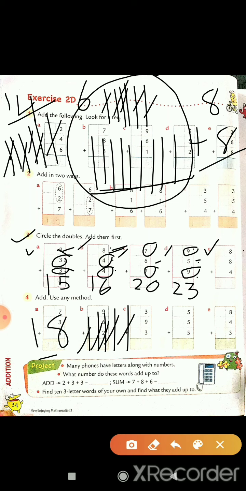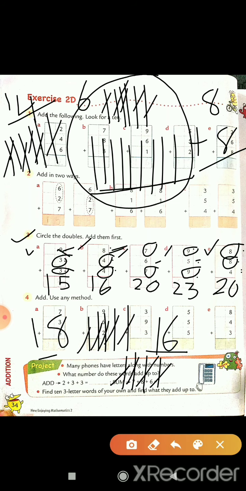E. 8, 8 and 4. 8 is repeated, so we need to circle 8. What is the double of 8? 16. And then we have to add 4. 1, 2, 3 and 4. What comes after 16? 17, 18, 19, 20. So our answer is 20. Got it, students?